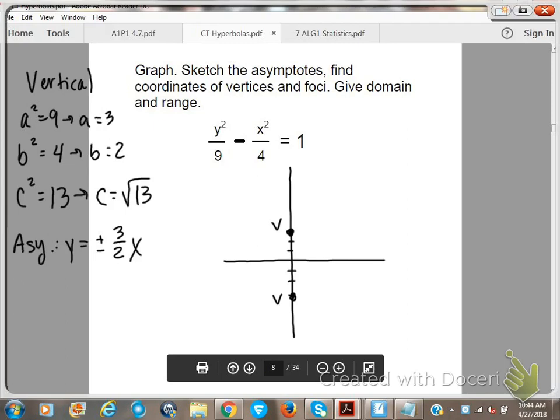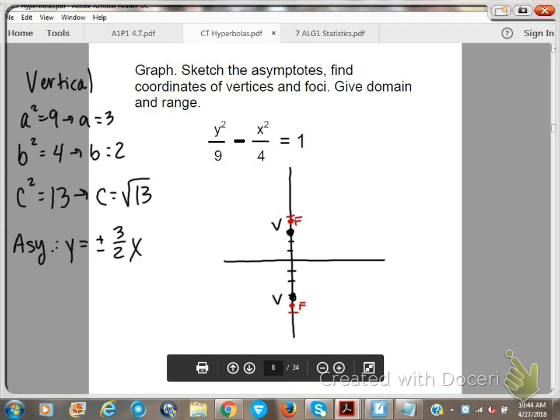Ethan, where are my foci going to be? 0, plus or minus square root of 13. Good. I'm not real great with square roots. Could you turn it into a decimal, please? Okay, 3.6. This one's closer this time. So 3.6 and -3.6, something like that, for our foci.